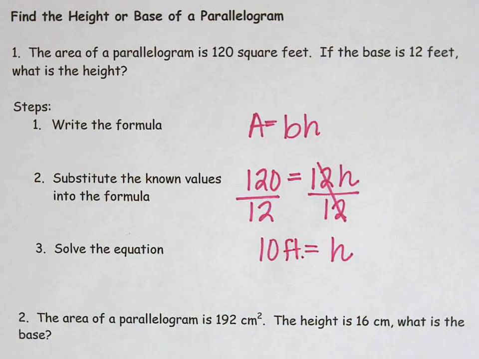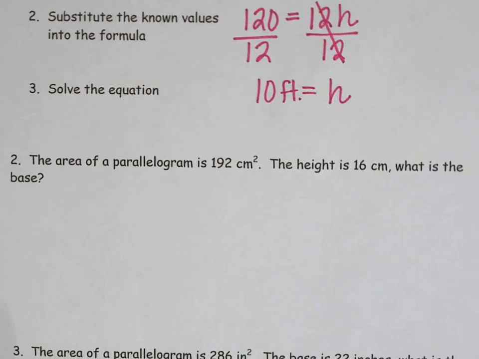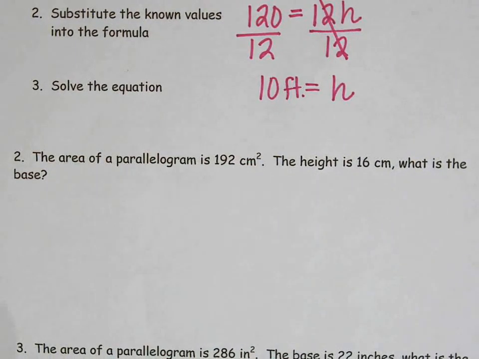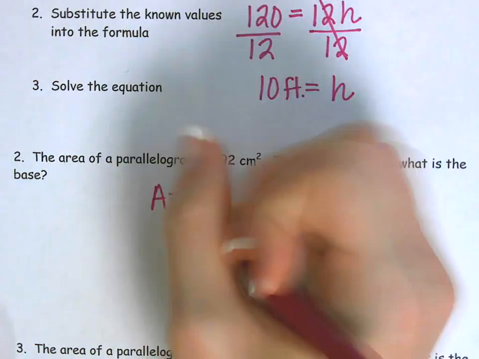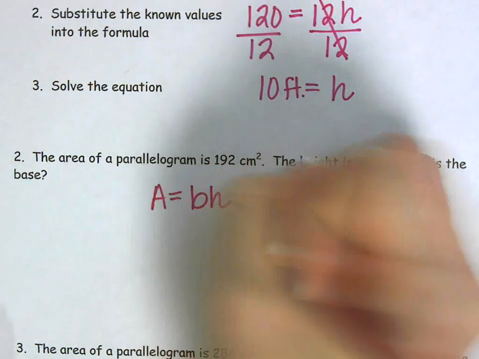Okay, let's look at another example of this, and in this case, we'll be finding the base. So in the second example, the area of a parallelogram is 192 centimeters squared. The height is 16 centimeters. What is the base? Just like in the first problem, your first step is to always write the formula. So since it's a parallelogram, its area equals the base times the height.